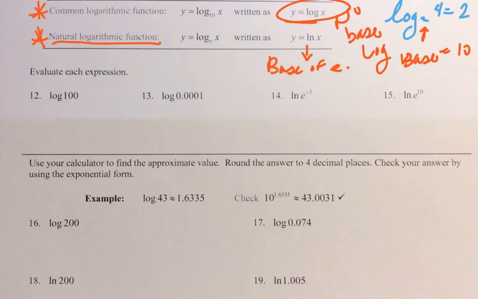So the next thing that we're going to do, though, is evaluate some of these common logs. So the first one that we have there is log of 100. There is not a base written, okay? So we assume that the base is 10. So we're saying 10 to the x equals 100, so x equals 2. So evaluated, log of 100 equals 2.